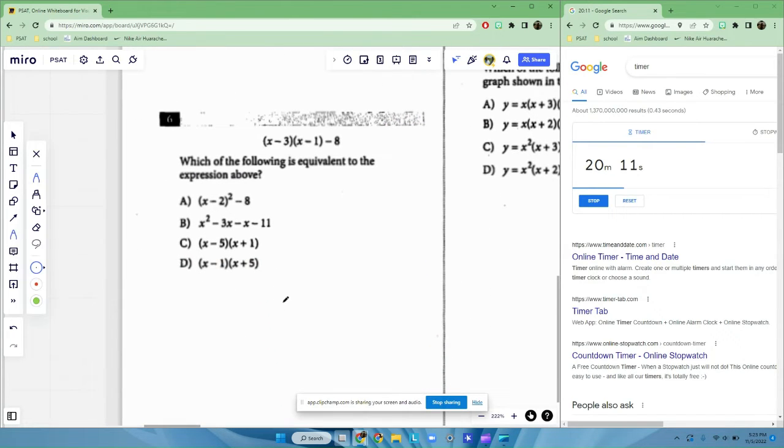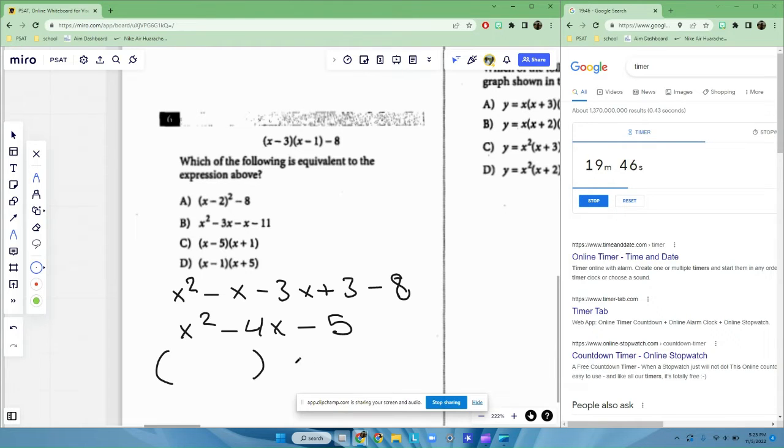Next question. So, which of the following is equivalent to the expression above? So here's simple, you're just simplifying it. So x squared minus x minus 3x plus 3 minus 8. So you can further simplify this. So x squared minus 4x minus 5. Oh, that's not an answer option, but just wait. We can factor this. So we know there is x on both sides. It's a minus, but so that means we definitely have a minus and a plus.